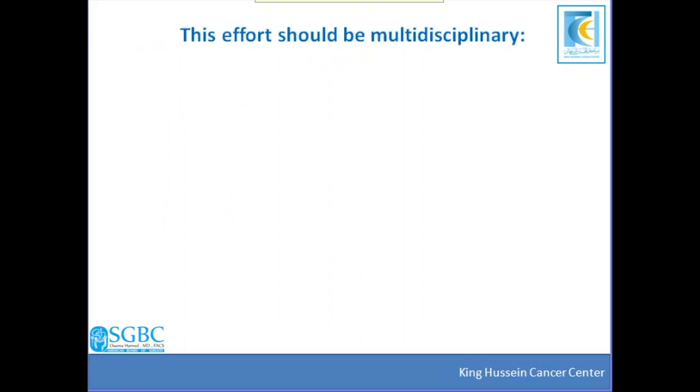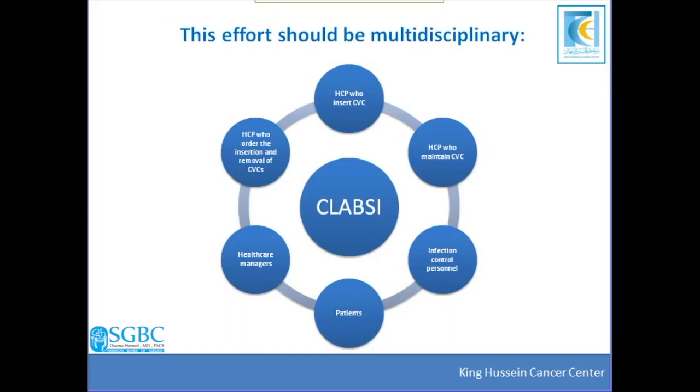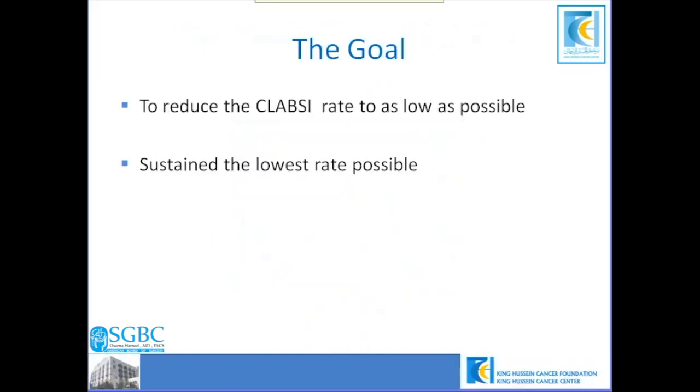Our theme at King Hussein Cancer Center is multidisciplinary, and this is no different. To reduce CLABSI, we all have to collaborate: people who order central line insertion and removal, people who insert central lines, healthcare managers with administration to back us up and support us, infection control personnel, people who maintain the VAD committee, and finally patients. We have to educate them about the proper way to care for the central lines and have them be their own guard to protect themselves from a major cause of morbidity and mortality.